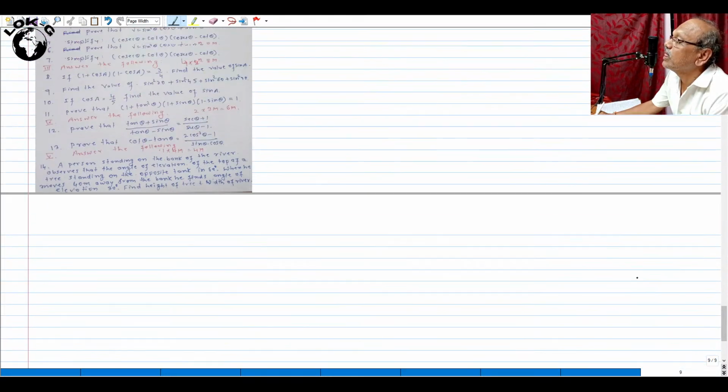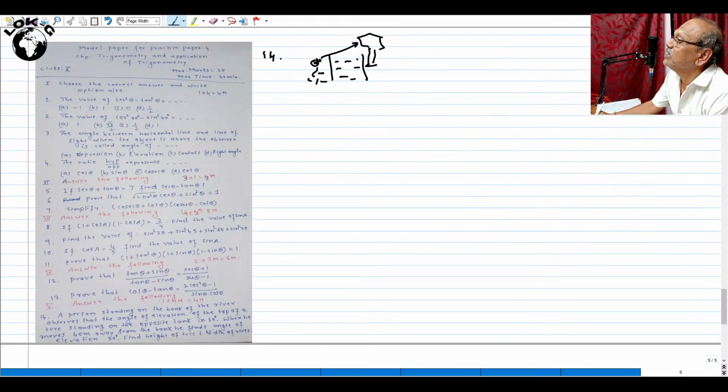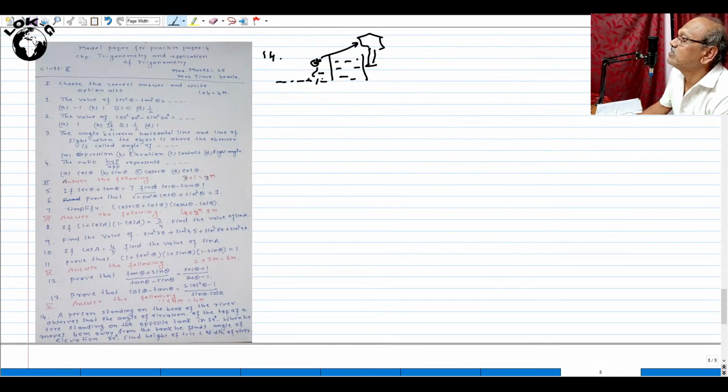40 meters away, I will explain. Suppose that he moves 40 meters away backwards from the bank. He moves 40 meters away, right? Again he observes, this time the angle of elevation. Initially the angle of elevation was 60 degrees. Now the angle of elevation becomes 30 degrees. You have to find out the width of this particular river, right? And also the height of the tree.